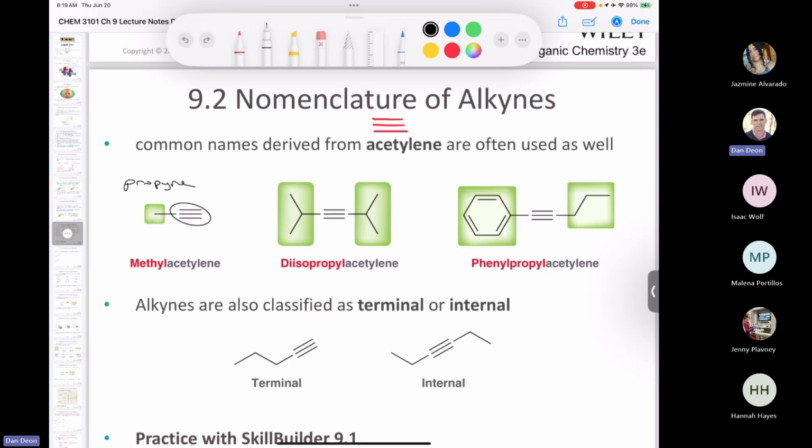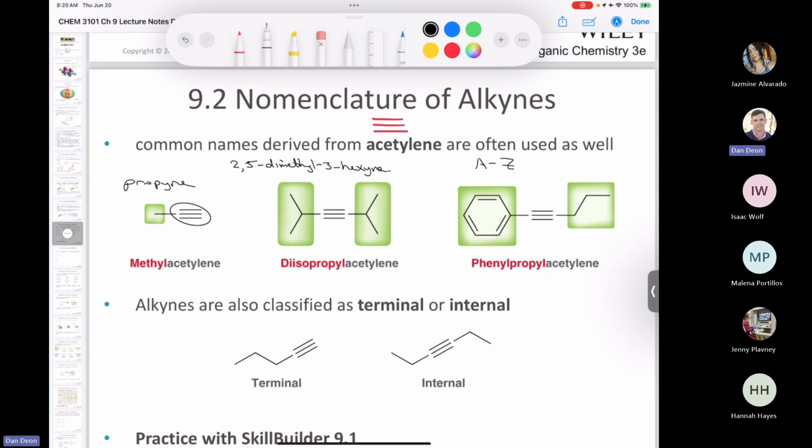1, 2, 3, 4, 5, 6. Technically, you could call it 2,5-dimethyl-3-hexyne. But again, nobody would do that, right? If it's an alkyl group that you recognize, like a phenyl or a butyl or something, or a tert-butyl, right? You use those. Chemists or scientists love to use common names. So for this one here, phenylpropyl, you just put them in alphabetical order from A to Z. So phenyl comes before propyl.